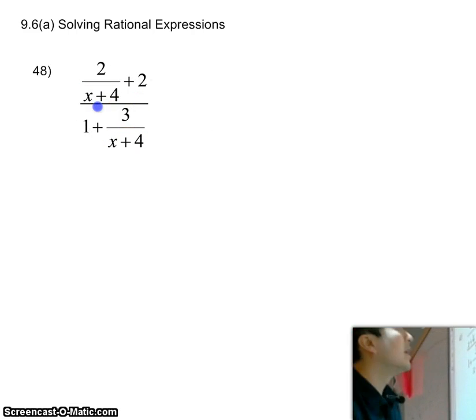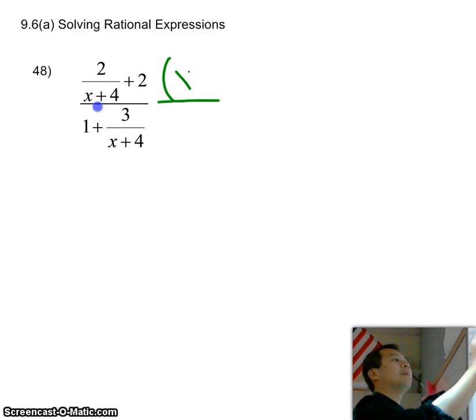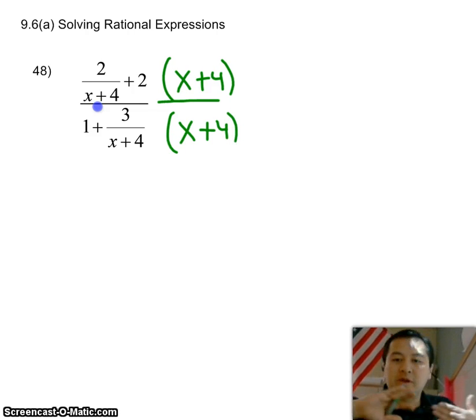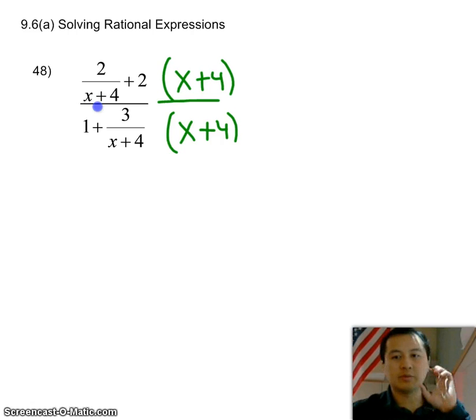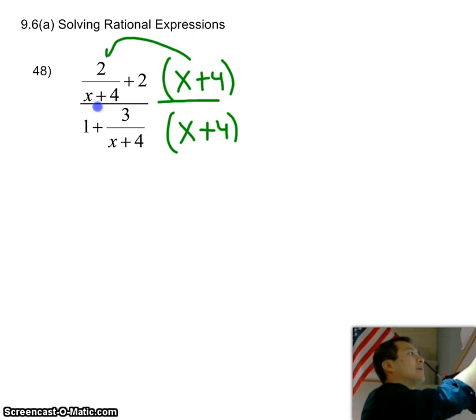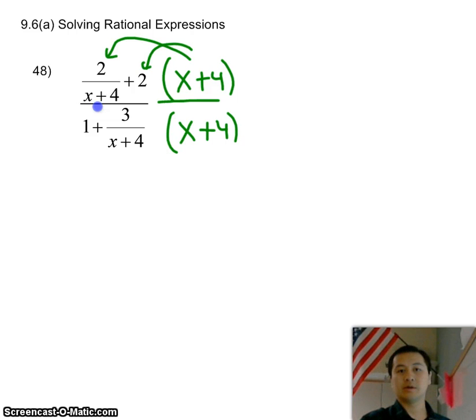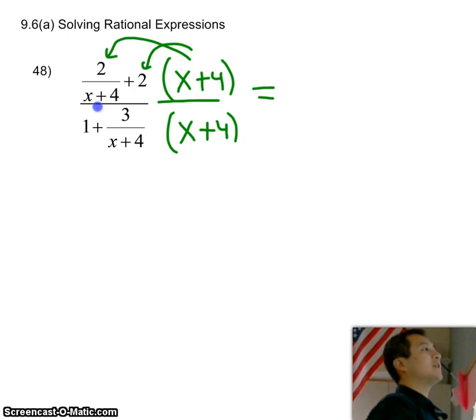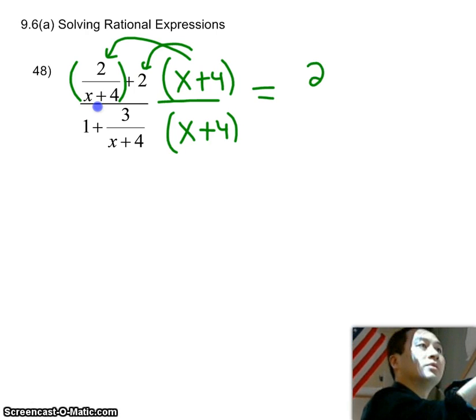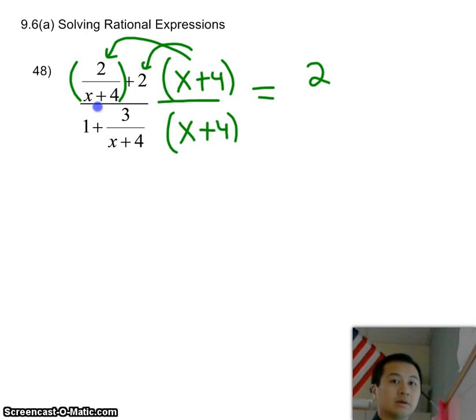Watch how powerful this is. I'm going to multiply the top and bottom by the common denominator. And what does this do? By multiplying by my common denominator, it gets rid of the whole fraction. Always, when you multiply by the common denominator, the fractions go away. I want to distribute this into this number and this number. So far so good. Let's look at the top. What is x plus 4 times this? That is basically 2. The x plus 4's cancel out, just leaving a 2. Everyone see that?